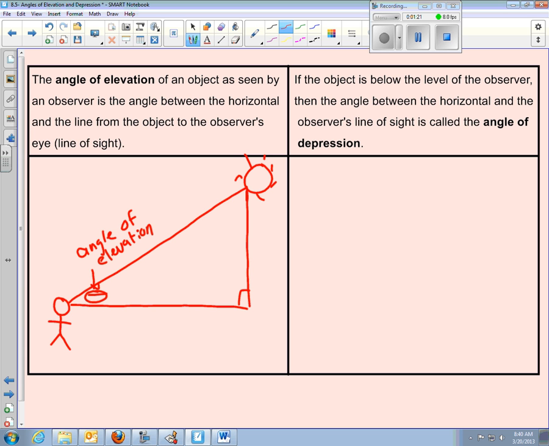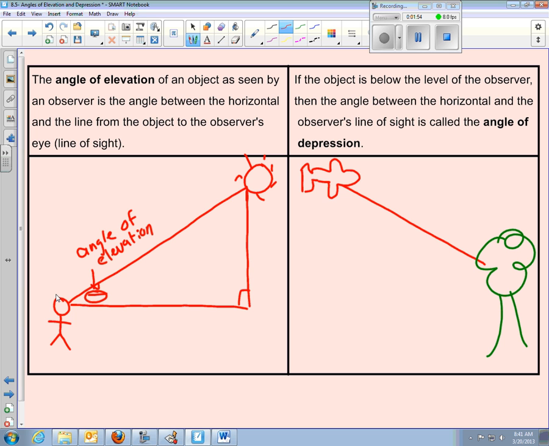Then we also have angle of depression. If the object is below the level of the observer, then the angle between the horizontal and the observer's line of sight is called the angle of depression. So this would be like if you are in an airplane, and please excuse my drawings today, we're going to have lots of drawings. So let's say that you're in an airplane, really bad looking airplane, and you are looking down at, let's say, a tree.